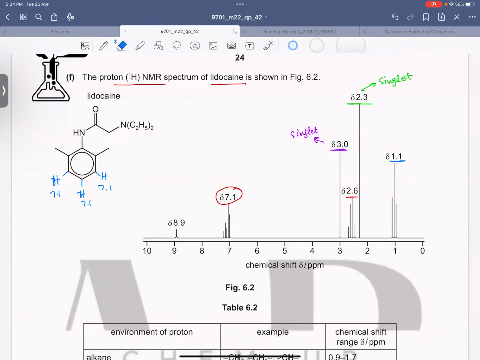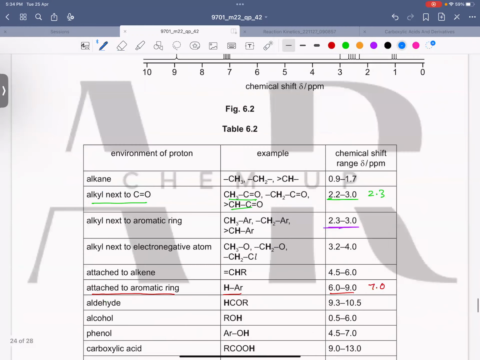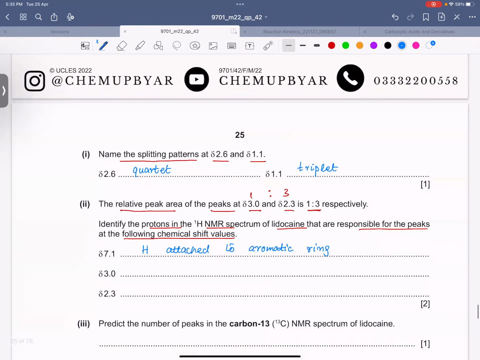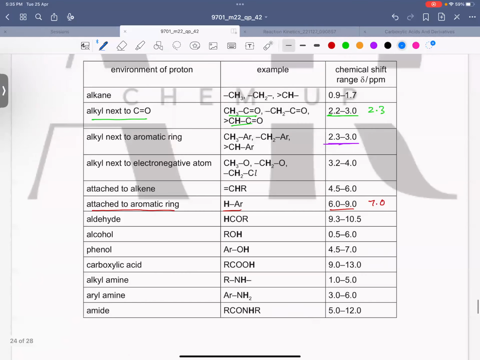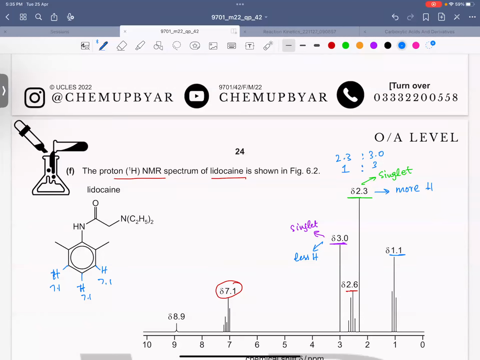But if you look at the height, I actually overlooked initially, that height is telling me that this signal has more hydrogens and this signal has less hydrogens. And we got the area of these 2 heights. If you see, they have mentioned over here, that is 1:3. For the signal at chemical shift 3.0, it's 1 and at 2.3, it's 3. So these two are singlet.